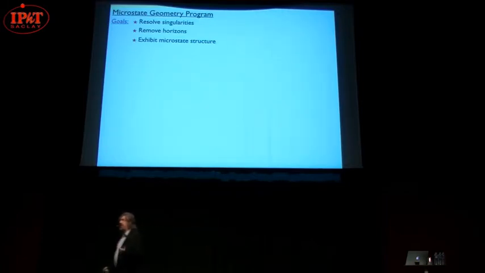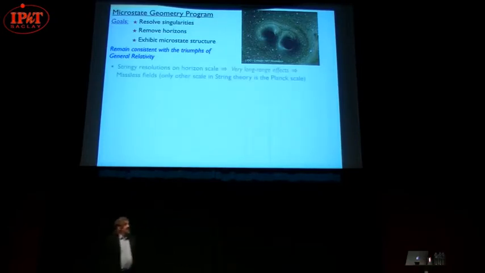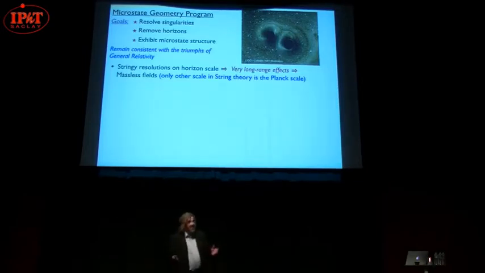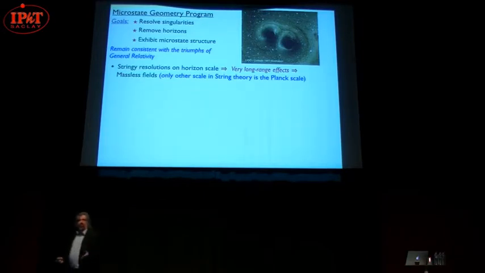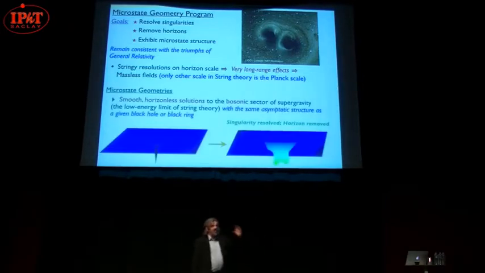Now, the other thing we also, in the back of our minds, have to do is remain consistent with all the amazing things we've learned, from the last talk from LIGO. So, stringy resolutions, which we're trying to make of these things, have to be done at very large scales. 3 kilometers is the radius of a Schwarzschild black hole. So you've got to use things that are very long-range forces, and in particular in string theory, that means you've got to use the massless fields.